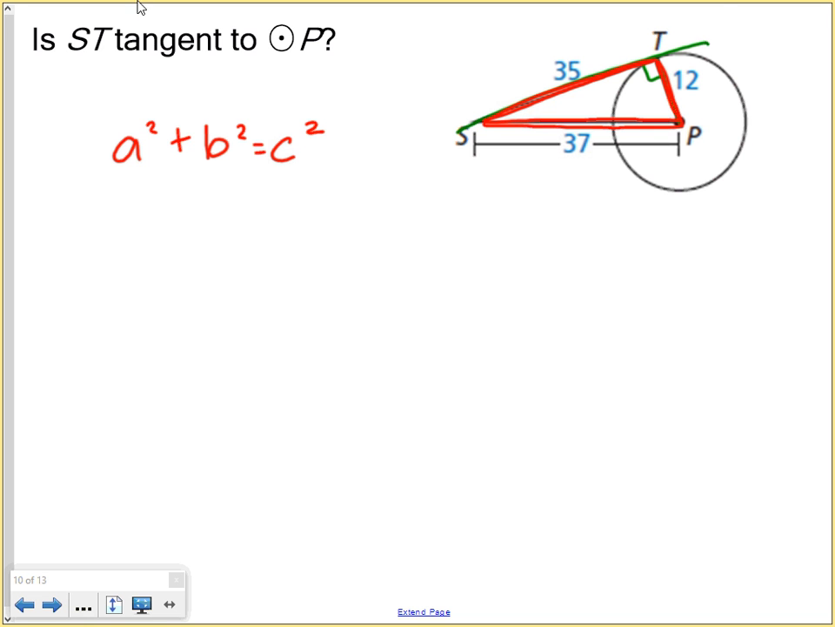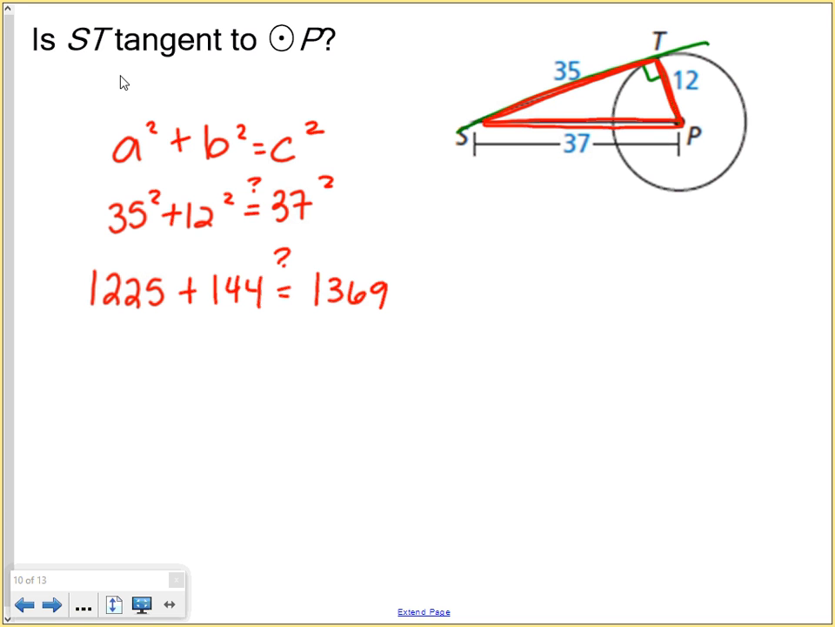What would your C be in this case? 37, the biggest number, and the hypotenuse across from the right angle. And then your 35 and 12 would be your A and your B. Now, I know you guys don't have calculators, all of you, so I'll go ahead and type some of these in. If you have a calculator, great. So 35 squared, big number, 1,225. 12 squared, we should know that one. 144. 37 squared is 1,369.